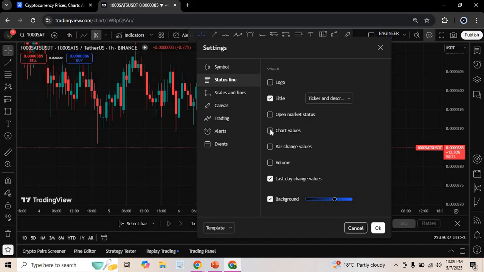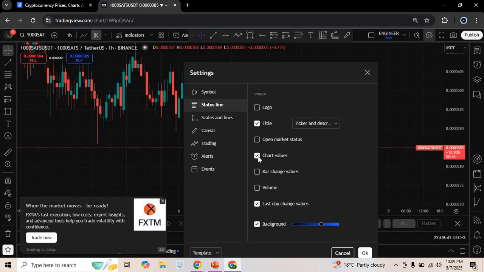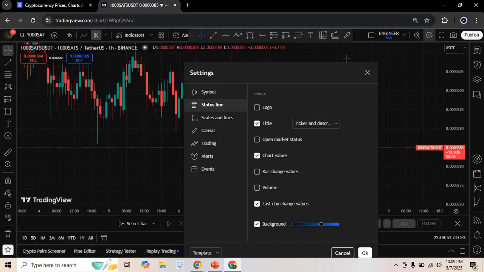Perfect. So the chart values can come from, let me see if I can move this. The chart values are basically the O, H, L, and C. If I untick that, it disappears. If I tick that, it appears. Someone tell us, what do you think OHLC prices mean? What do you think it means? We did this yesterday, but I didn't name them as OHLC. When you're talking about components of a candlestick, we had O, we had H, we had L, and we had C. Someone?